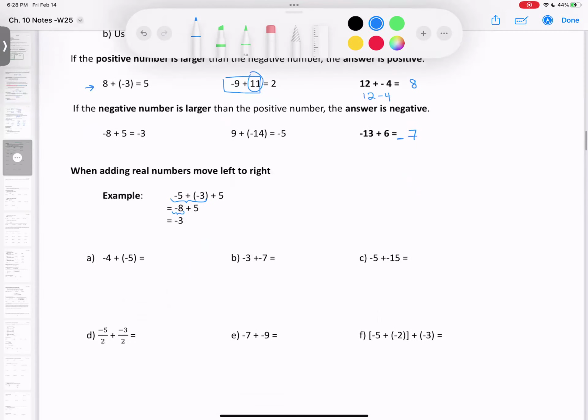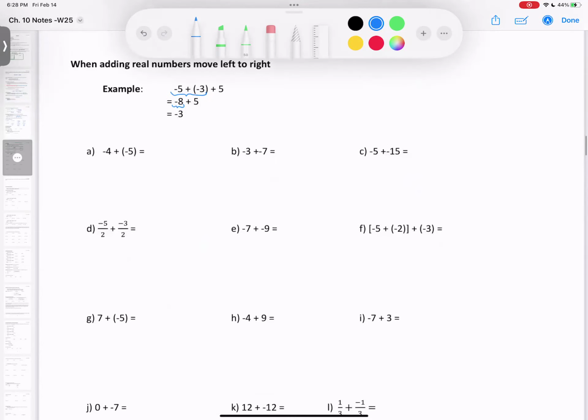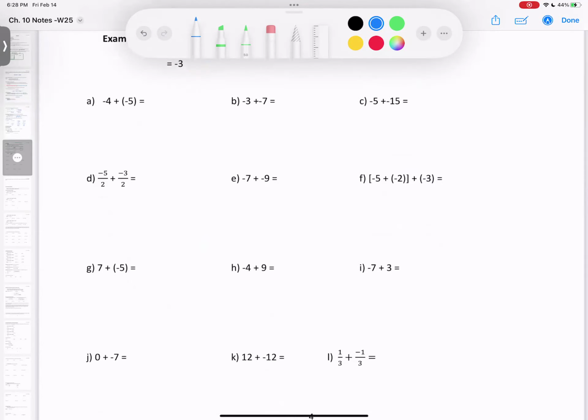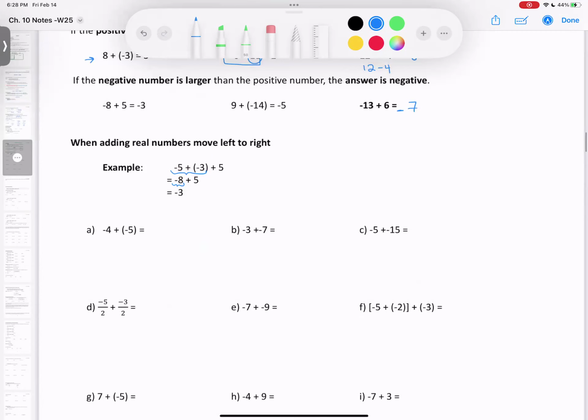Okay, now let's do some practice. So maybe what I'll do, I'm going to do this column on the left, and then I'm going to have you pause the video and see if you can do the rest. So this first one, we've got -4 plus -5. Okay, so we're adding two negative numbers. Our answer is going to become even more negative. And so that means it becomes -9.